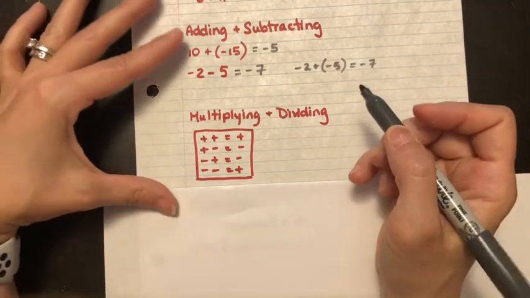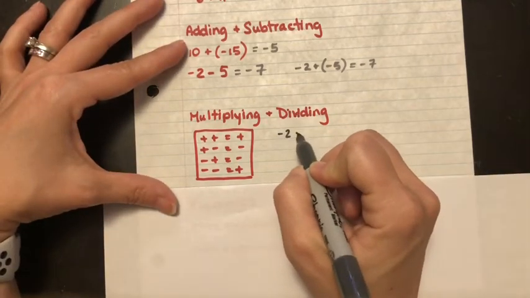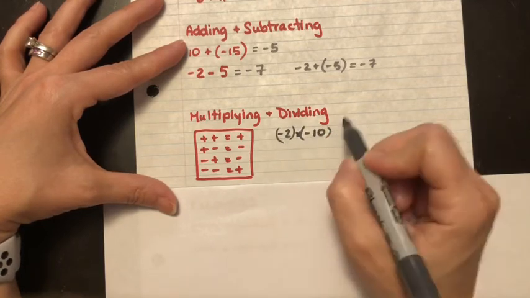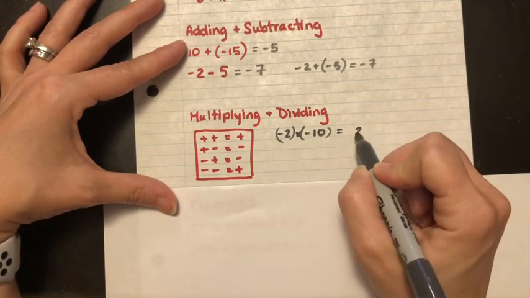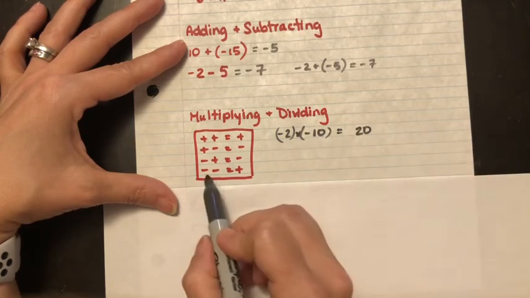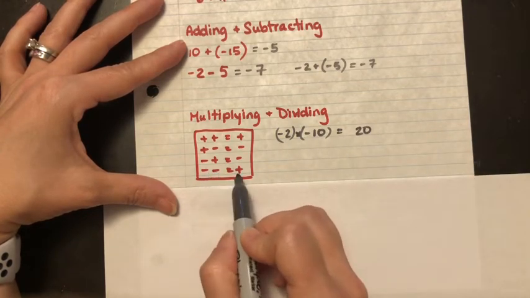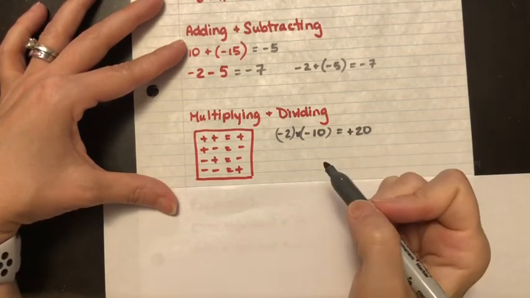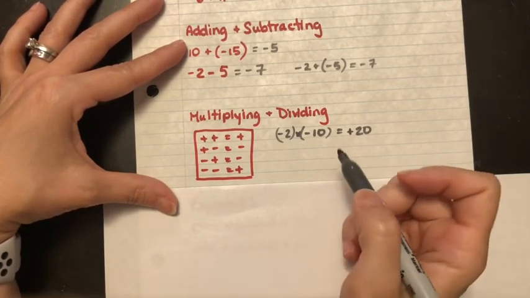Let's just do a quick example. So if I've got -2 multiplied by -10, this is multiplication. So I know I'm going to have 20 because 2 times 10 is 20. And then I look at my chart and I go, that's a negative, that's a negative. Oh, it's going to be a positive 20. Okay, and that works for the division exactly the same way.